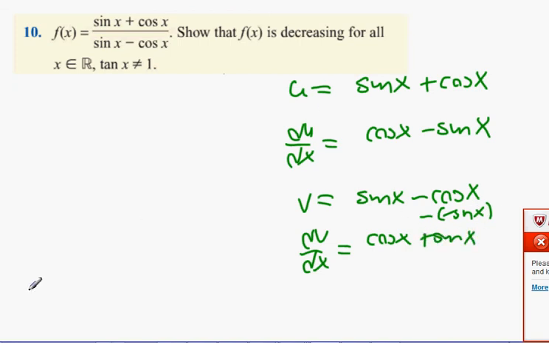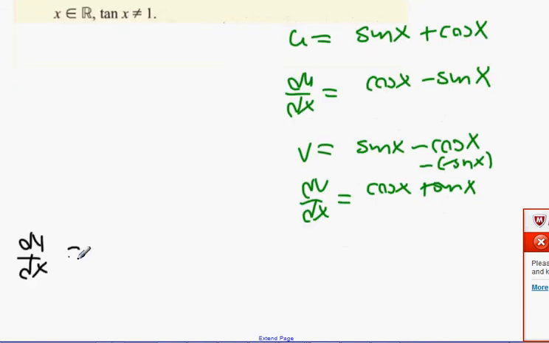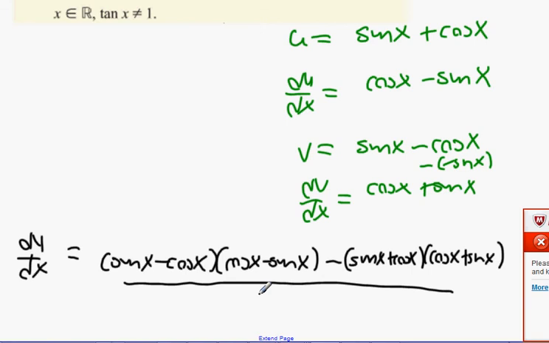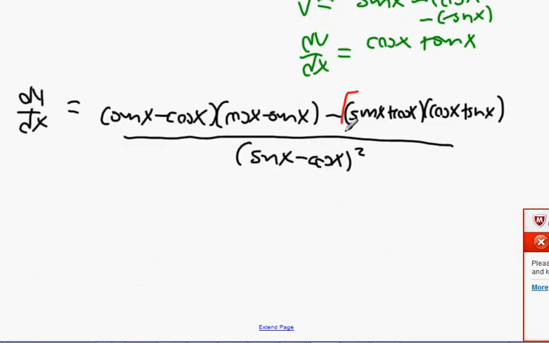Put it all into the derivative. Quotient rule. We're going to get v times du dx, which is sin x minus cos x, multiplied by cos x minus sin x. We've done one similar to this before, haven't we? Minus u times dv dx, which is sin x plus cos x, multiplied by cos x plus sin x. Then we're going to have the bottom, which is v squared, sin x minus cos x squared.